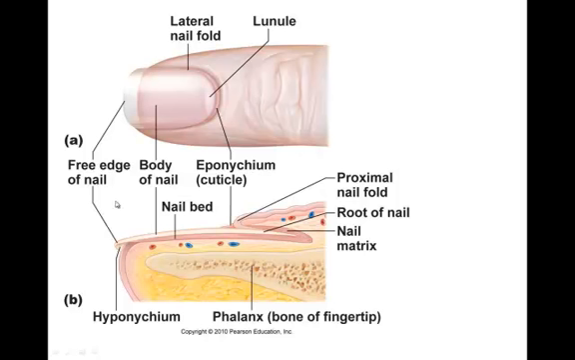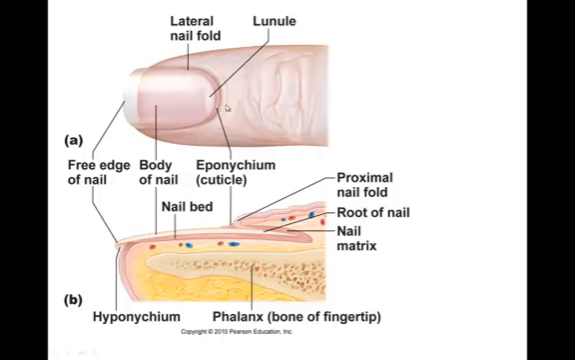I don't want you to know every single part of your nail, but the eponychium is our cuticle. And deep to the eponychium, if you see the white part of the nail, it's the lunule, the moon of your nail. And what you're seeing here, the part deep to the lunule, is the nail matrix, and the nail matrix is the region of the nail where the nail grows from. So you're seeing that region where the nail is growing from.